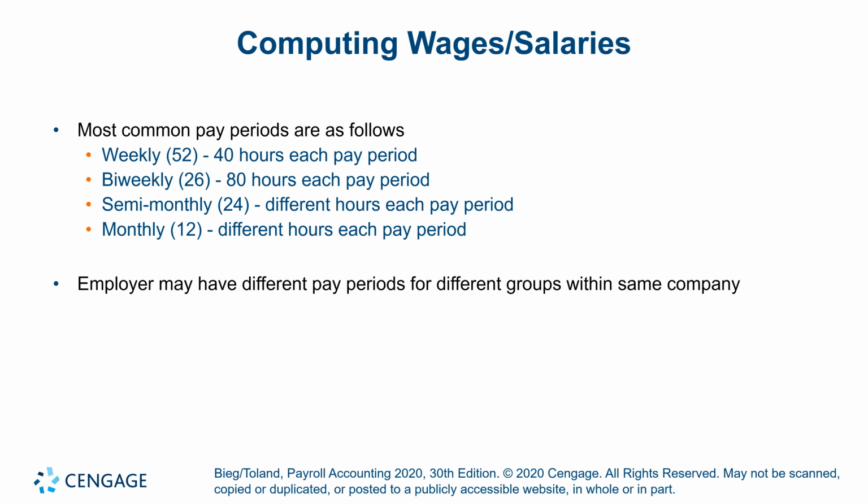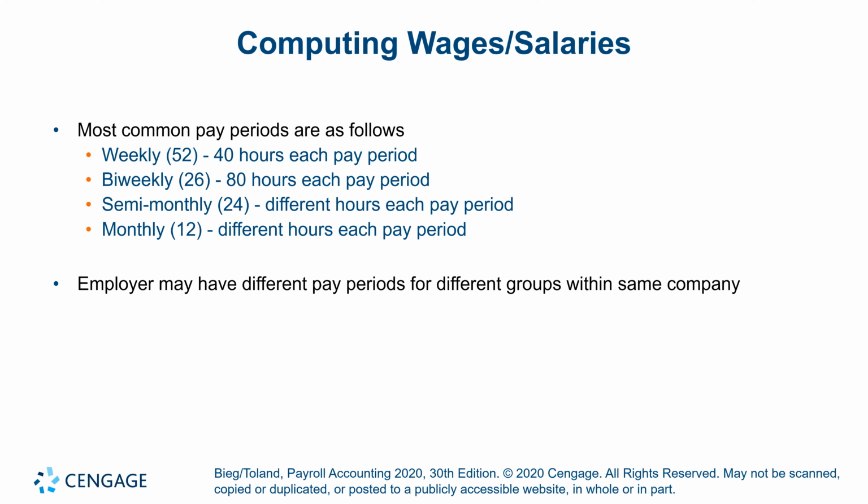And then monthly, 12 pay periods in a year, with different hours each pay period, because some months have 30 days, some months have 31 days, some months have 28 days, or whatever the case is, right? So there's some differences there. And then just like it shows here, an employer may have different pay periods for different groups within the same company. And this is absolutely the case for William Woods. And so faculty, we get paid once per month.